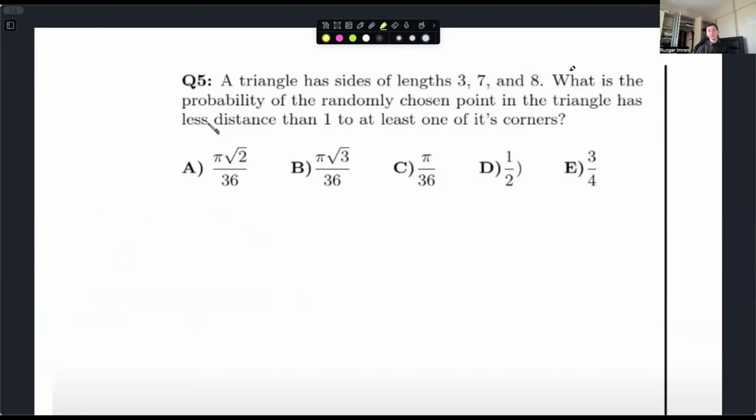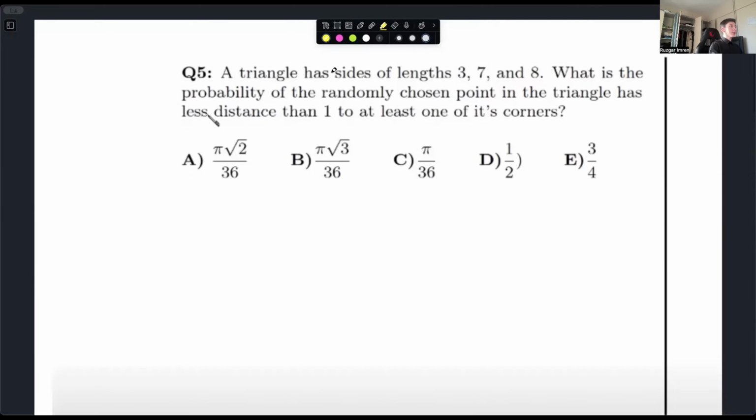Hello world, today we are going to solve a question from Harvard University's admissions in the field of mathematics. So let's start. It is given that a triangle has sides of lengths 3, 7 and 8 and it asks for the probability of the randomly chosen point in a triangle that has less distance than 1 to at least one of its corners. So this part is really important.